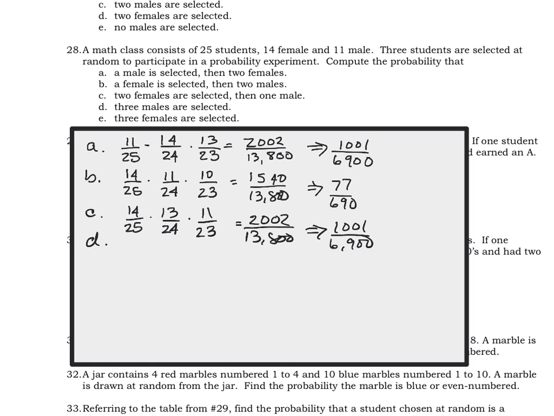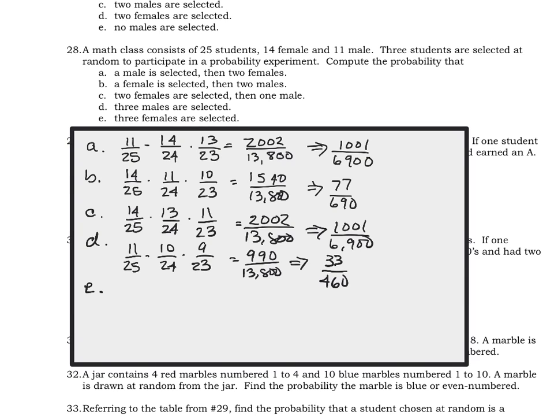D, 3 males are selected. So there were 11 males, so 11 out of 25. One's taken, 10 out of 24. Another male's taken, 9 out of 23. So that will give us 990 over the 13,800. And that will reduce to 33 over 460.